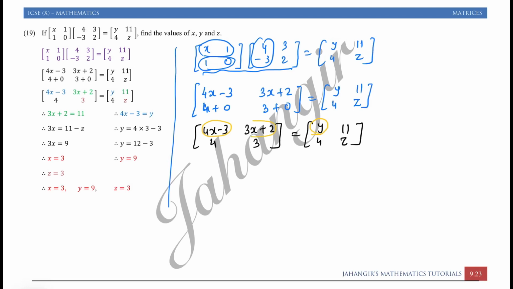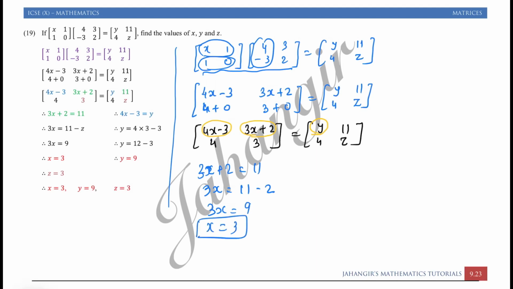First we will compare this part. 3x plus 2 is equal to 11. 3x is equal to 11 minus 2. 3x is equal to 9. So x is equal to 3.